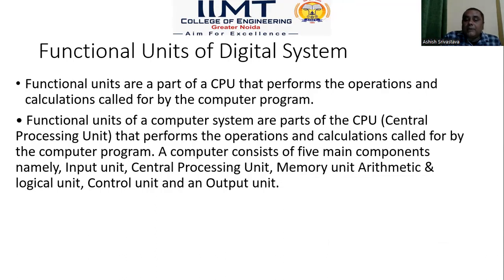A computer consists of 5 main components, namely input unit, central processing unit, memory unit, and ALU. And ALU means arithmetic and logical unit, control unit, and output unit. These are the basic 5 types of functional units of digital system. So first of all, the 5 types of computer main components are input unit, central processing unit, memory unit, ALU unit, CU unit, and output unit.